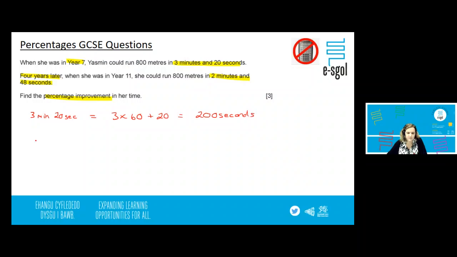Okay, so we haven't started the percentage part yet. I'm going to do the conversion again for the other one. So we've now got 2 minutes and 48 seconds. Again, we're going to multiply by 60 because there's 60 seconds in a minute and add on that 48. That gives us 168 seconds.